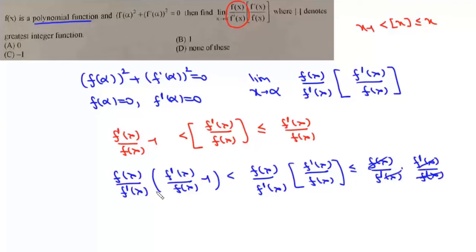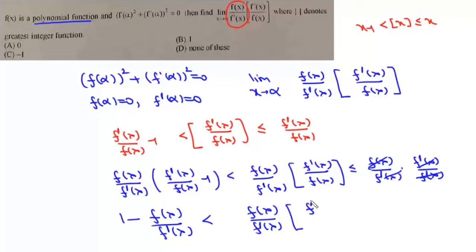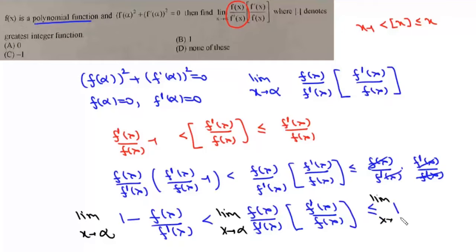Now I'll cancel. Here this first part will cancel. So we'll get 1 minus f(x)/f'(x) is less than f(x)/f'(x) into the greatest integer function of f'(x)/f(x), which is less than or equal to 1. Now if we take this limit x tends to alpha, here also it will be limit x tends to alpha, and here also limit x tends to alpha.